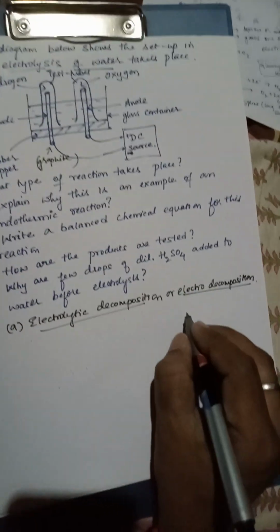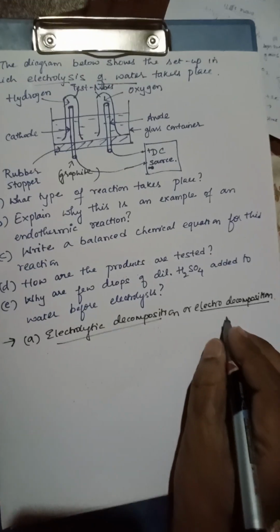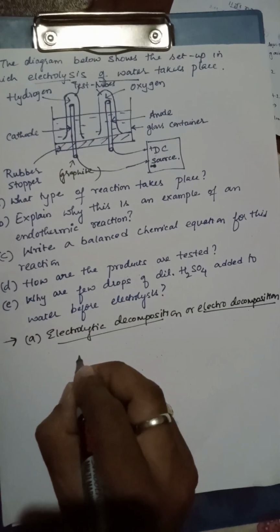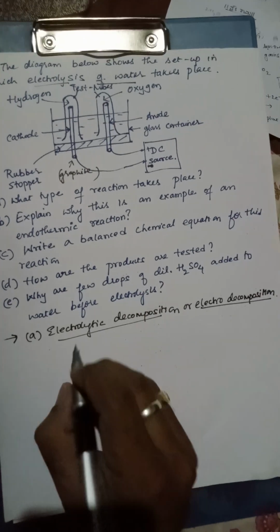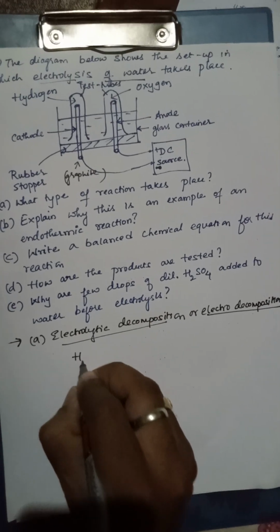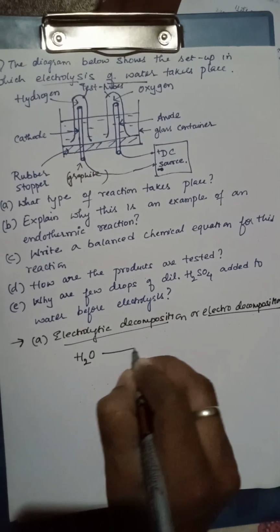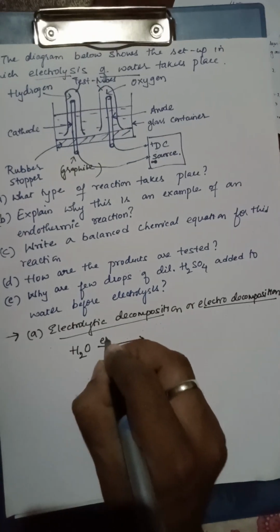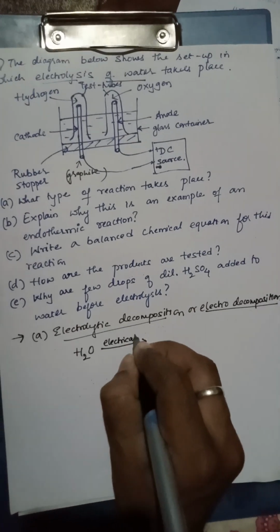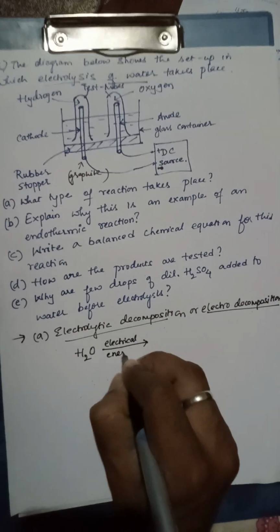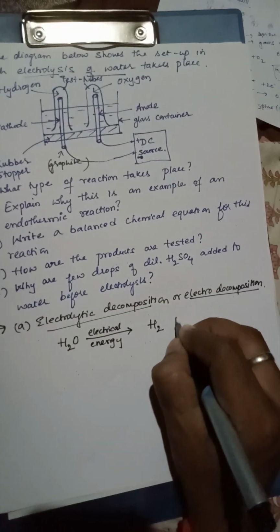Now, why is it called electrolytic decomposition or electrodecomposition? Here there is a single reactant. What is the single reactant? That is water. Water, using electric current or electrical energy, splits itself to form hydrogen and oxygen.